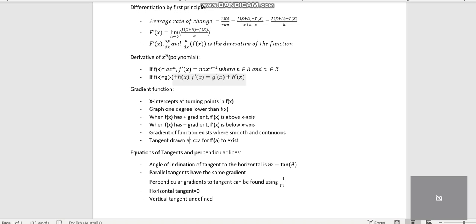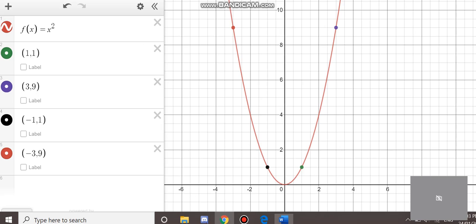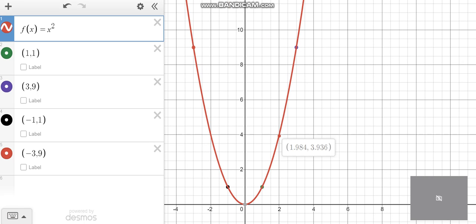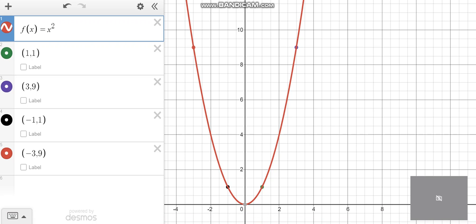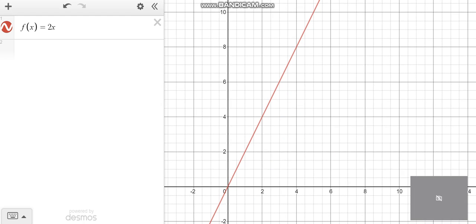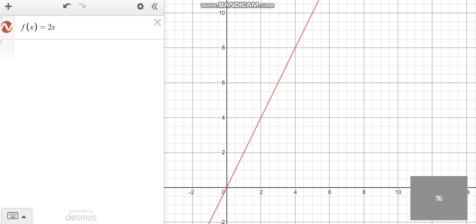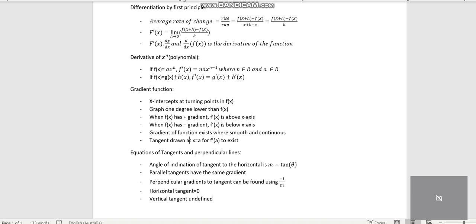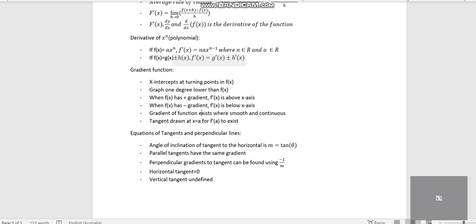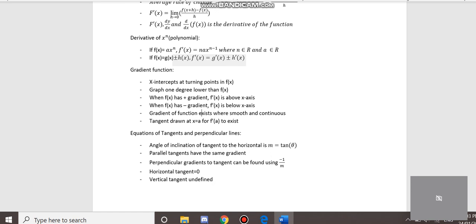A tangent must be drawable at f of x equals a for the derivative at a to exist. What this is saying is that if you have a graph and you say x equals 2, if you can draw a tangent line here, then you can get an answer here. So in the example at x equals 2, the derivative, the gradient, is 4. Intuitively, that makes sense.